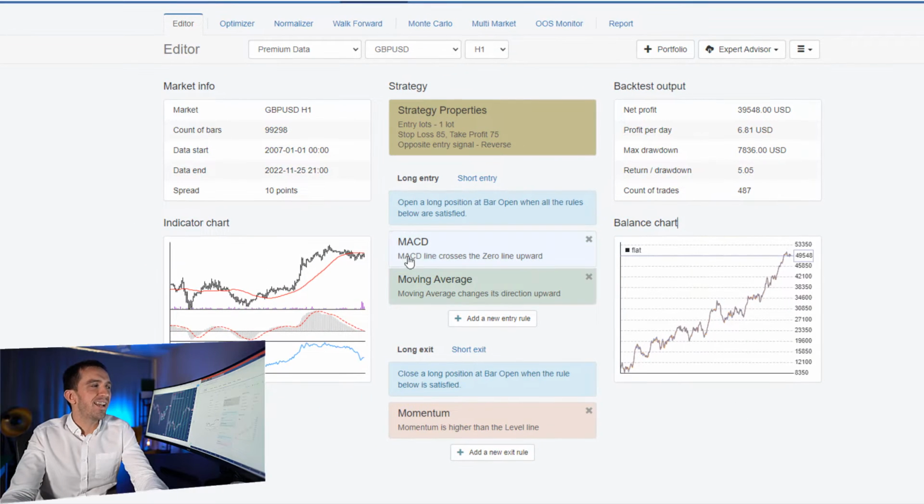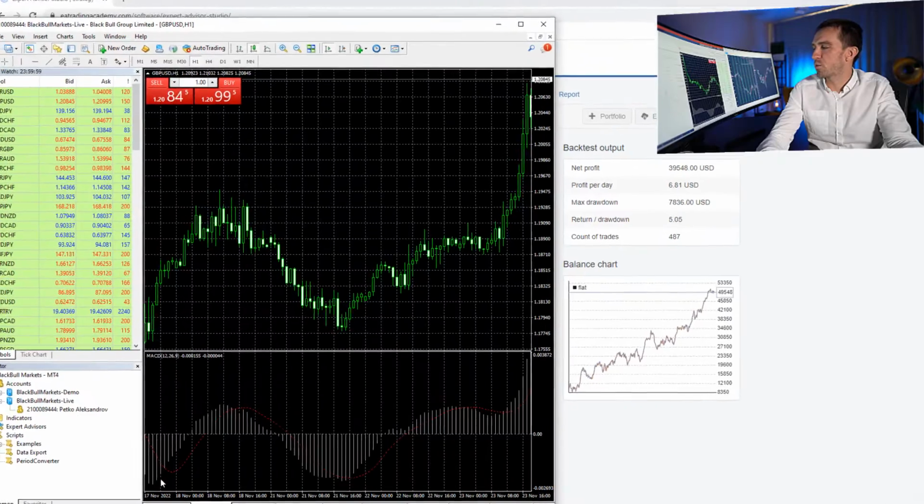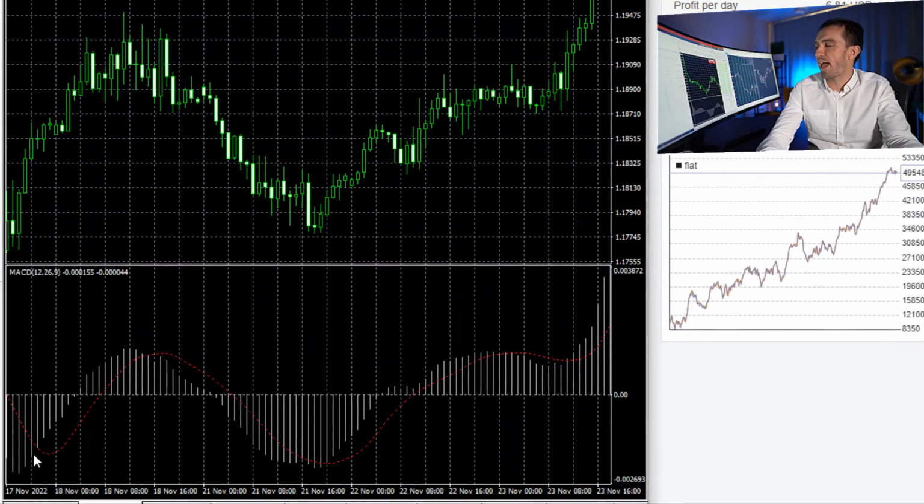And for today's settings, we will use a little bit different settings. Fast EMA is 16, the rest are as default, but we will be using the signal MACD line crosses the 0 line upward. So with MetaTrader, this means that whenever the bars cross the 0 line, we have a long signal. When they cross downwards, it's a short signal. And then right over here, we would have a long signal.